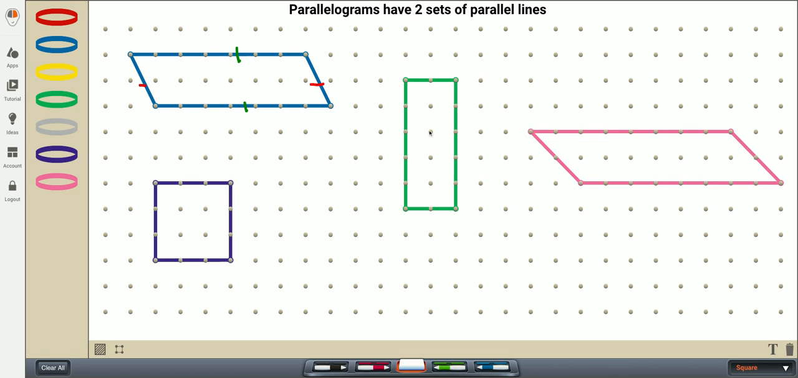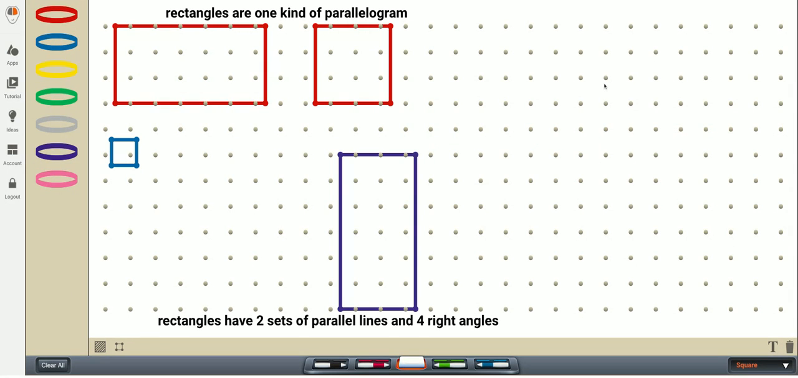A lot of shapes, like a rectangle or square, are also considered parallelograms. So now let me go to the next page. A rectangle is a kind of parallelogram. If you notice, I still have two sets. There's one set. Here's another set of parallel lines. So it is a parallelogram.